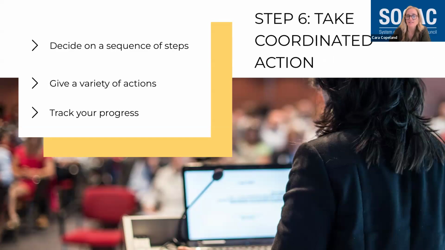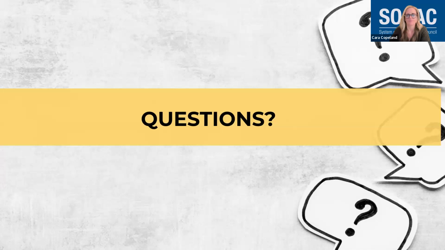And step 6 is to take coordinated action. So first, decide on the action together. Is it a petition? Is it a social media campaign? Or might it just be a meeting with a legislator? Or perhaps you want to organize around a lobby day or an advocacy day. Whatever you do, make sure that you are taking coordinated action. And if you have any questions on how to reach out to your legislators, you can always contact the System of Care Advisory Council, and someone on their staff will help to make sure that you are connected.